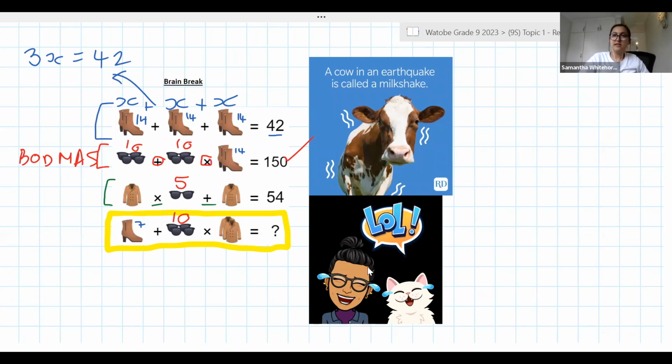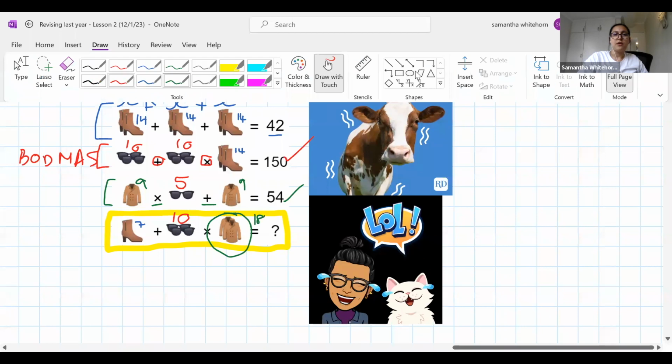Linneo, excellent. Theo? 9, ma'am. 9, perfect. So these coats are equal to 9. 9 times 5 is 45. 45 plus 9 is 54. Now, when we get to the 2 coats in the last one, we double 9, which gives us 18. Now, again, we need to be careful of BODMAS.